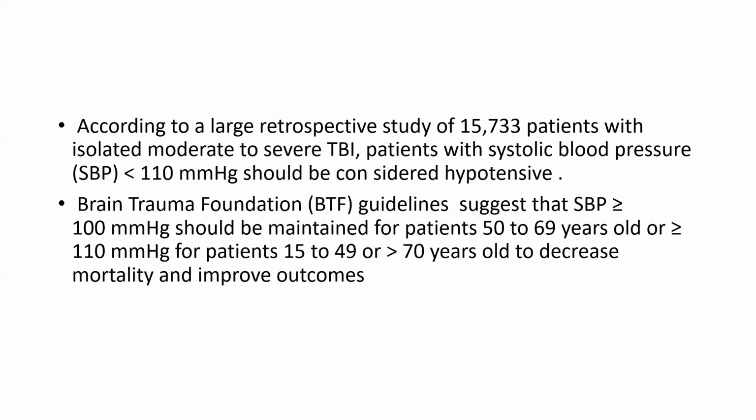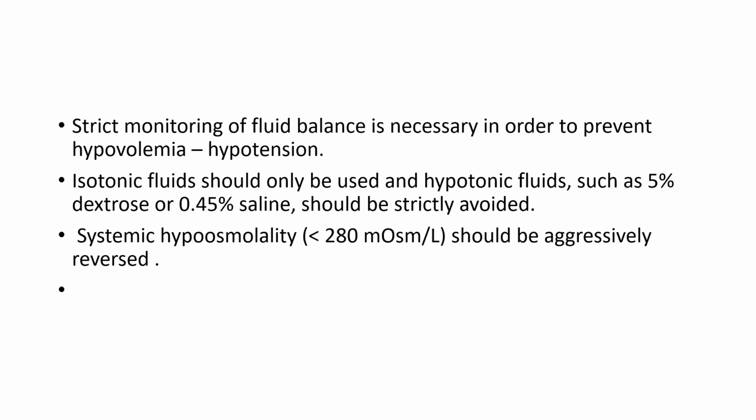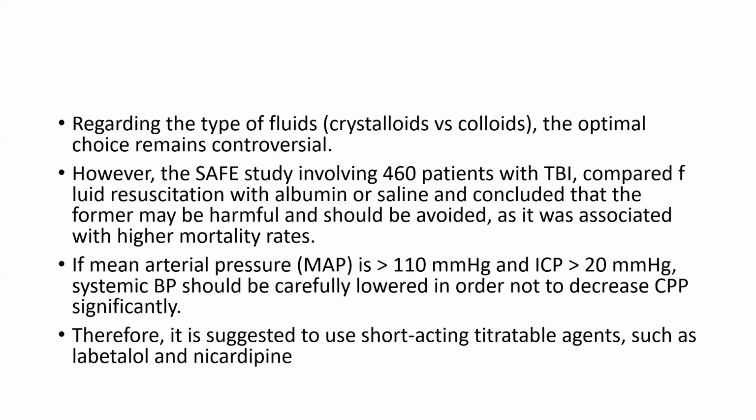According to the Brain Trauma Foundation guidelines, SBP more than 100 mmHg should be maintained for patients aged 50 to 69 years, and more than 110 for ages 15 to 49 and 70 years and older, to decrease mortality and improve outcome. Strict monitoring of the fluid balance is necessary in order to prevent hypovolemia and hypotension. Isotonic fluid should be used, and hypotonic fluid such as 5% dextrose and 0.45% saline should be strictly avoided. Systemic hypoosmolality should be aggressively reversed.